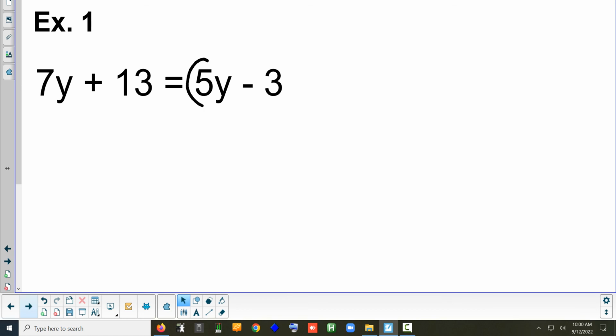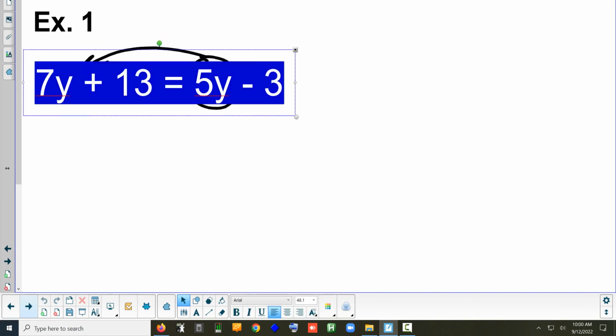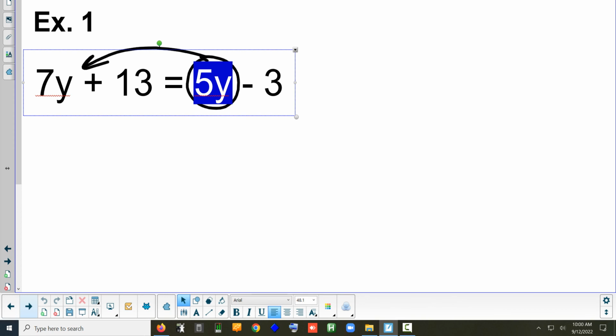Let's try putting the y's on the left, all right, and see what happens. So we want to take this, and we want to move it to the left. What kind of 5y is this? Is this a positive 5y or a negative 5y? Yep, that's a positive 5y. So how about, Mia, can you tell me, how would I cancel out positive 5y?